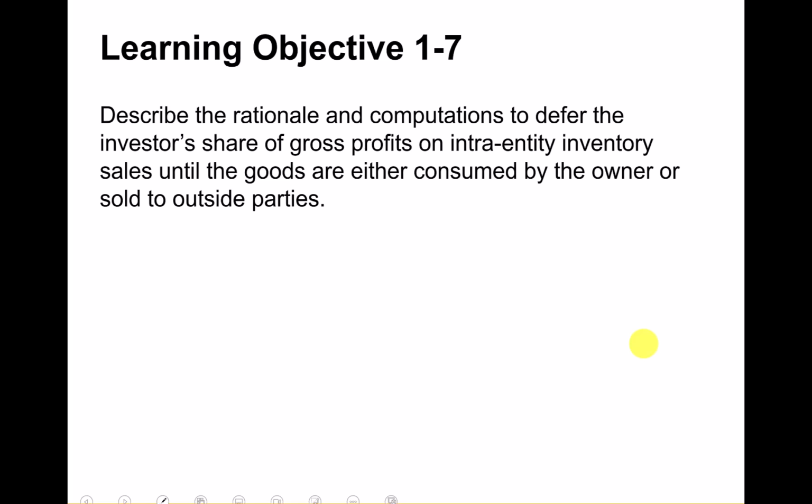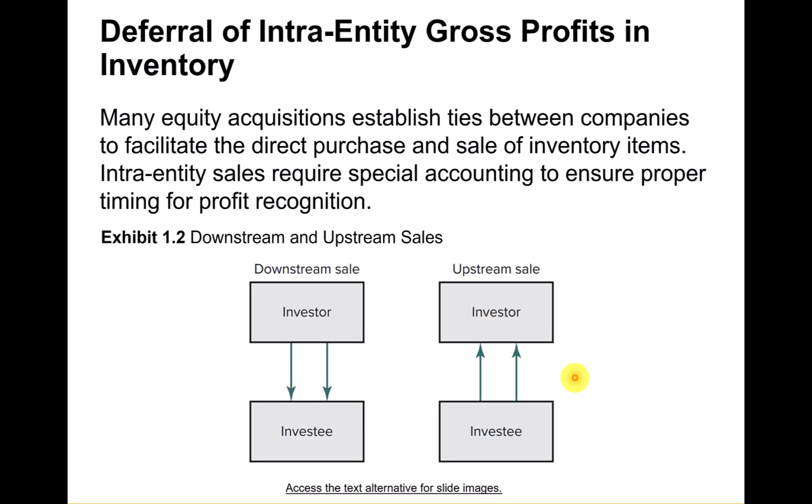Next topic, we're going to sell merchandise between the investor and investee. Two possibilities here: we can have the investor selling to the investee, or the investee selling to the investor. And because we have some influence between the two, we possibly can manipulate prices. We can manipulate when things are sold, and how much is sold.